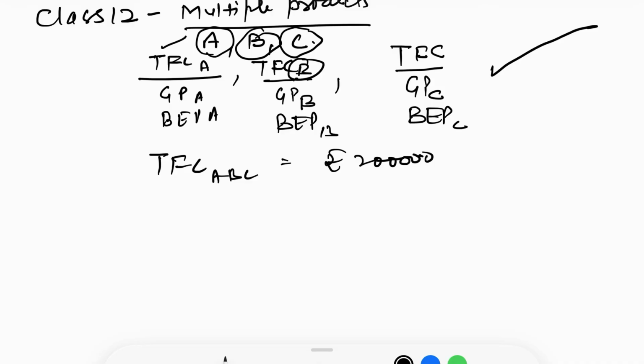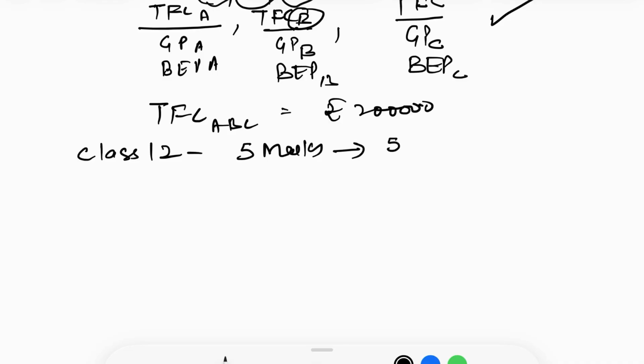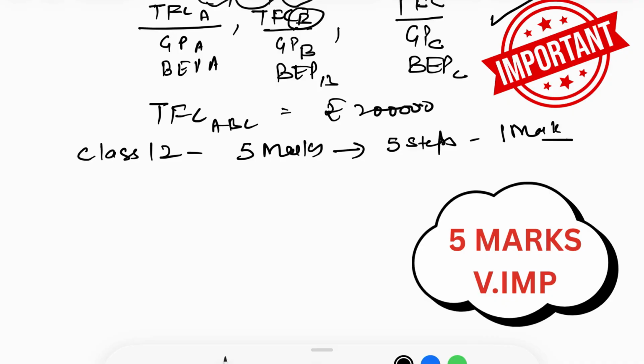So, very simple. Let's understand what we'll do in that case. In class 12, this topic is of 5 marks, and you will definitely get this question in your board exam for 5 marks. And for 5 marks, in this question, there are 5 steps, which means 1 mark for each step.